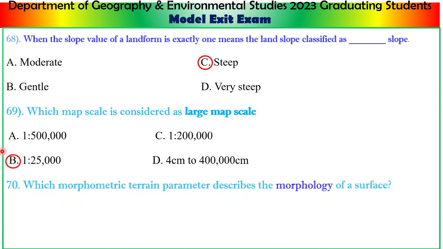Which morphometric terrain parameter describes the morphology of a surface? This question is related to the course of terrain analysis in land use planning. So the morphometric or terrain parameter that describes the morphology of a surface: A, slope gradient; B, aspect; C, curvature; D, all.